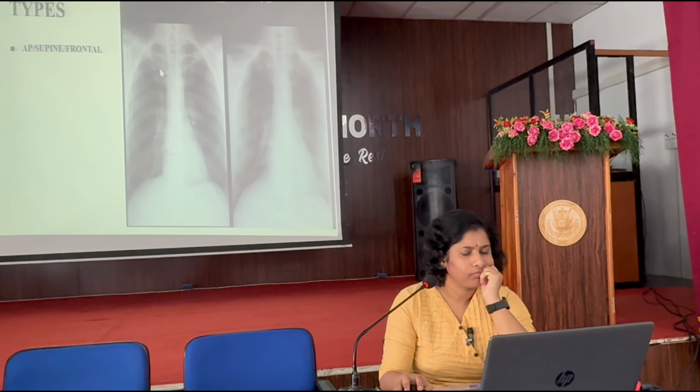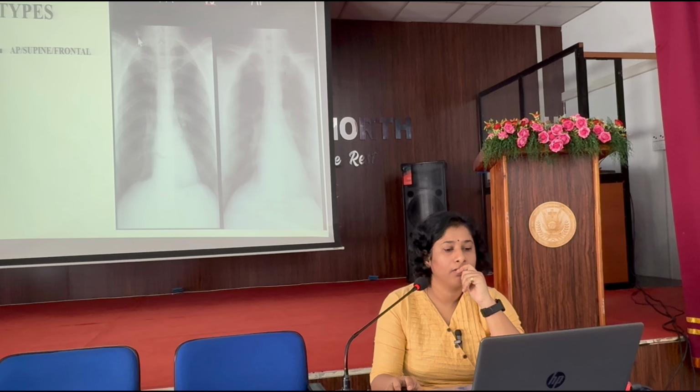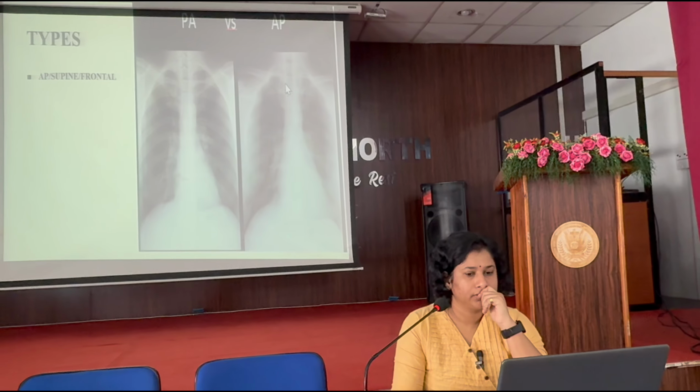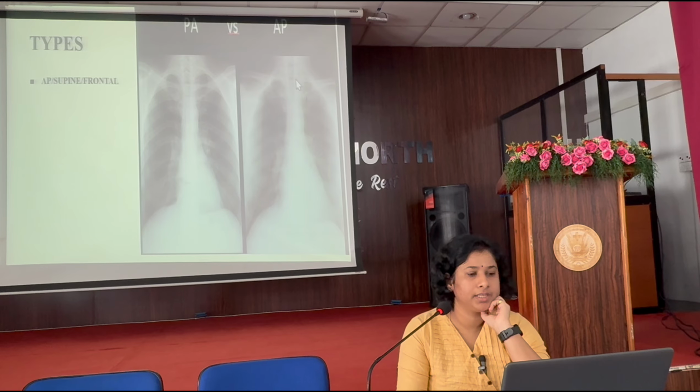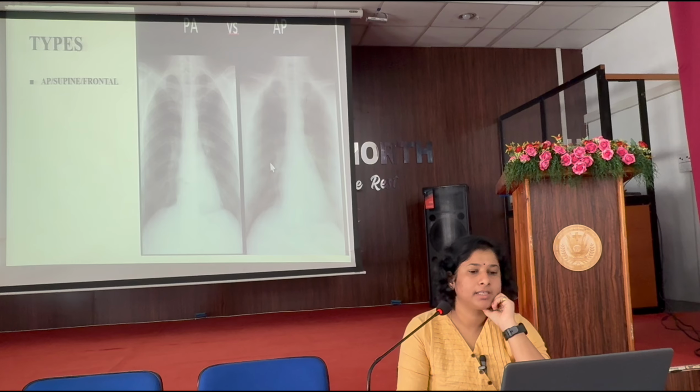This one is AP, otherwise known as supine or frontal X-ray. We can compare this posterior-anterior with the anteroposterior. When we compare, you can see clearly both clavicles have gone up, and we couldn't see the apices very clearly in anteroposterior X-rays. That's the lack, and the expiratory effort will be less in AP. So it's difficult for a clinician to assess the entire pathology from this AP X-ray.